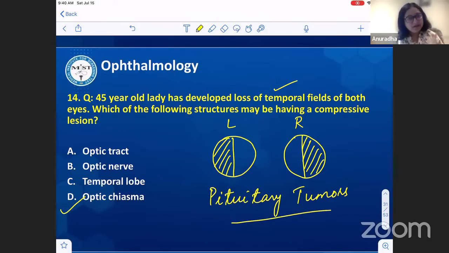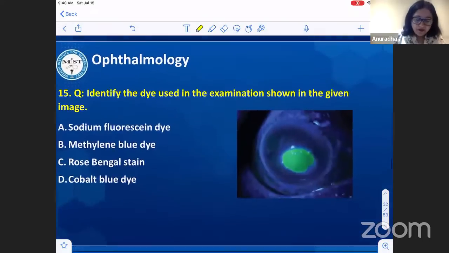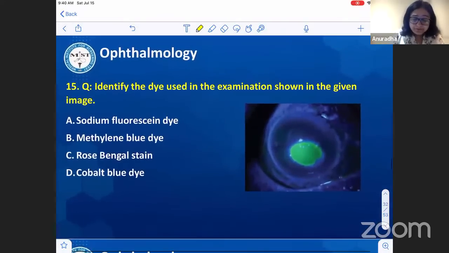Other choices, we just revise the visual field defect: in optic tract, you get homonymous hemianopia. In optic nerve, the lesion causes a defect only on one side, not on both sides. And in temporal lobe, you get a quadrantic defect. Fine? Okay. Moving on to the next question.